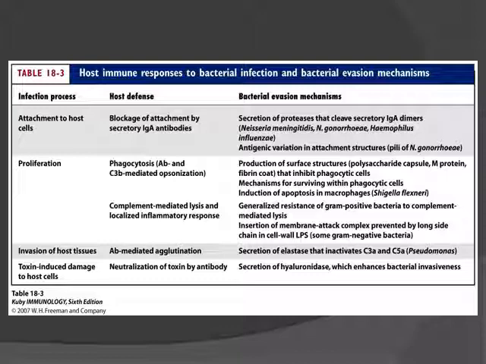Toxin-induced damage to host cells: it has reached the point where the bacteria start to produce toxins. Our body will start to produce neutralizing antibody to neutralize these toxins. Still, some types of bacteria can secrete hyaluronidase, an enzyme which enhances bacterial invasiveness, so they can penetrate deeper and spread.